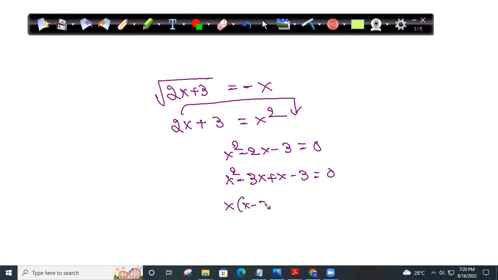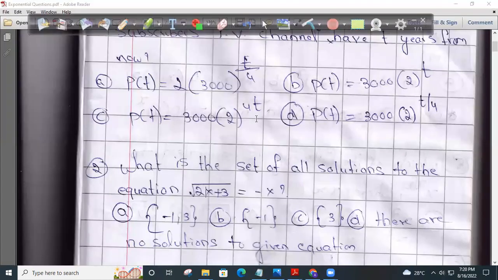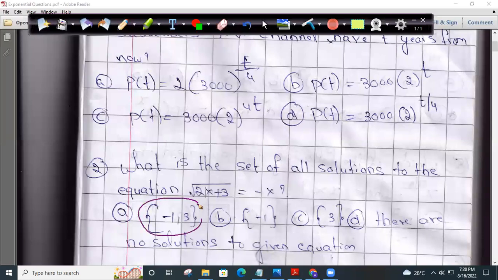Then you will take common terms. Then x plus 1 into x minus 3 is 0. Therefore, x is equal to minus 1 or x is equal to 3. So x is equal to minus 1 comma 3. You got some answer. You'll be very happy because you can see the first option itself, minus 1 comma 3, and you will mark it and expect to get 800. Not 800, even 750 would be difficult, because you'll make many more mistakes if you make a mistake in this question.